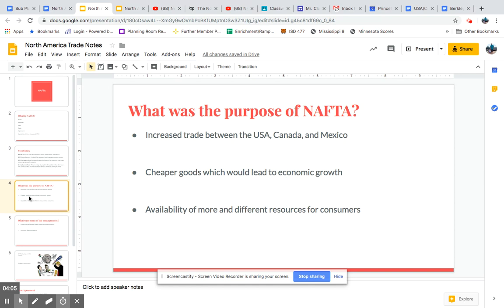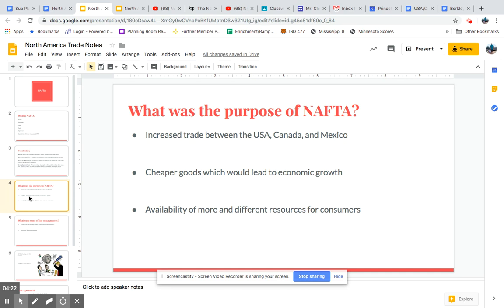Okay, so three things here. What was the purpose of NAFTA? What was the purpose of the North American Free Trade Agreement? Number one, it intended to increase trade between the USA, Canada, and Mexico, and it has. It increased trade between those 3 countries.